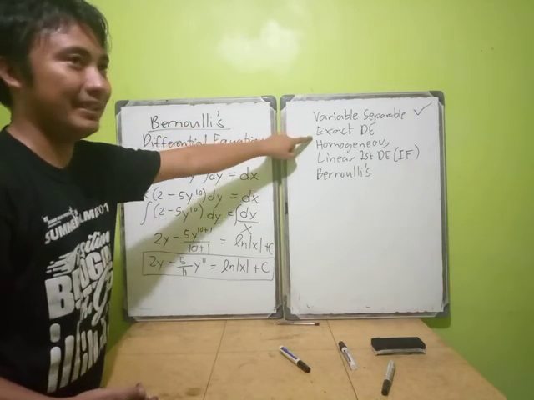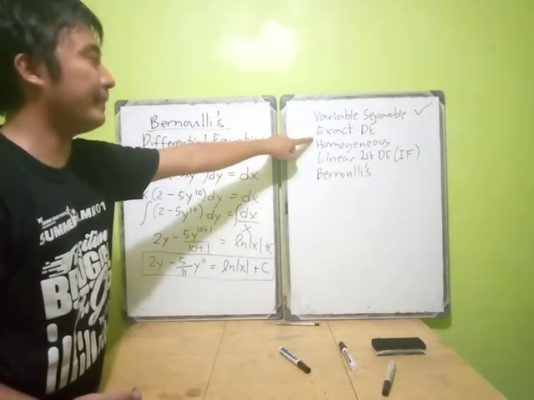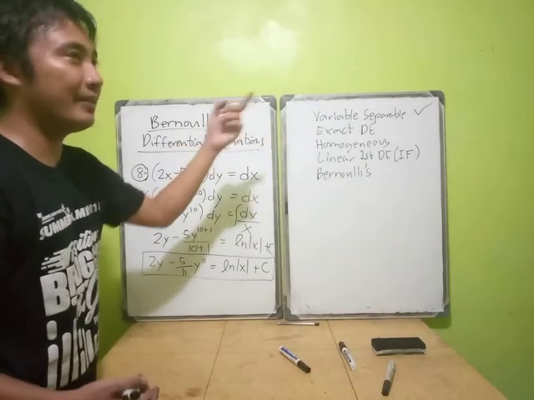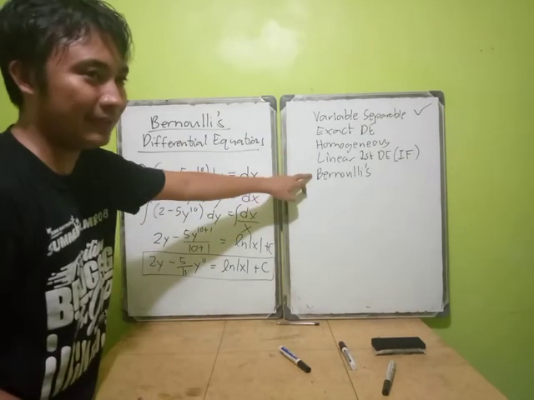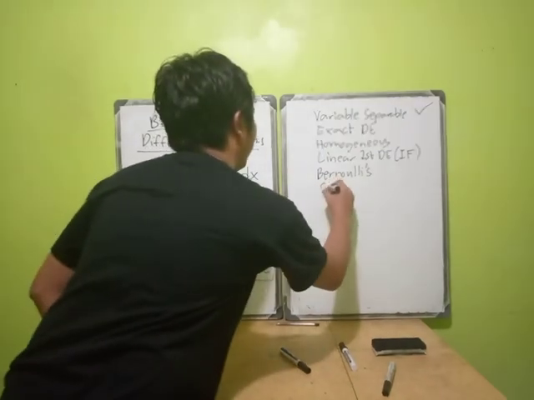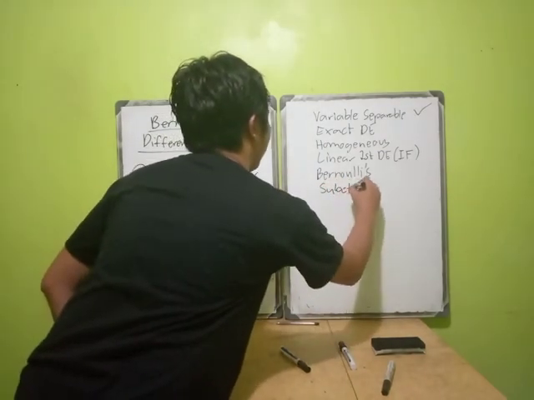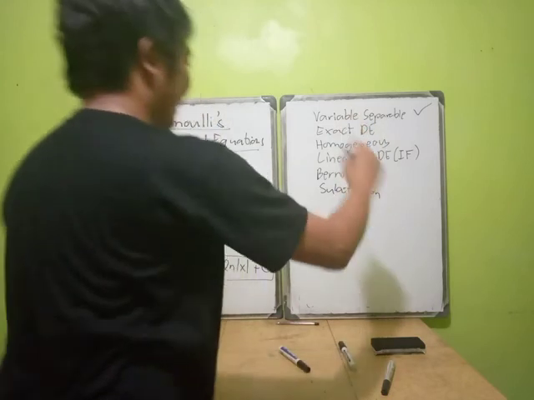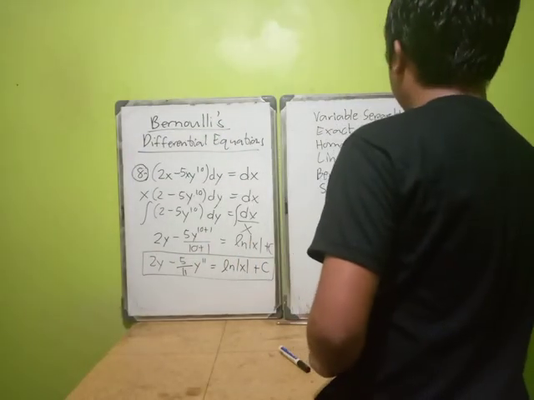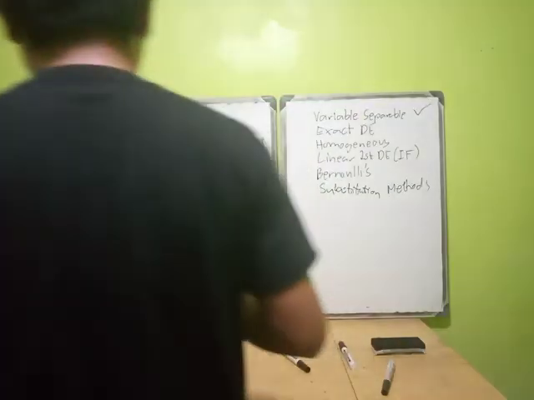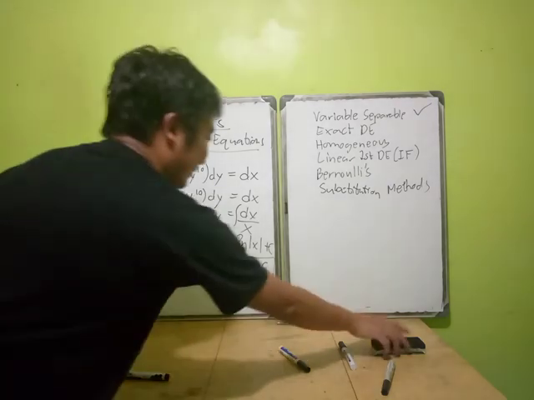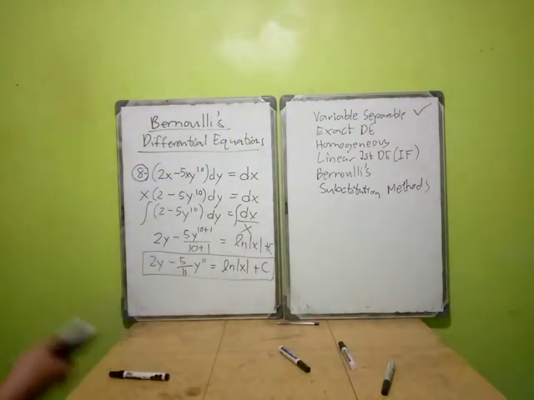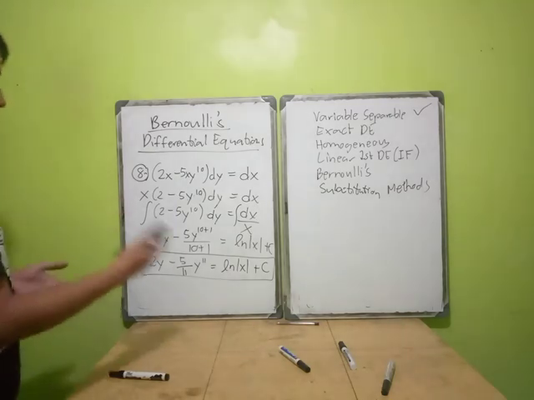If not, test if it is exact. If still not, try if it is homogeneous. If it is not homogeneous, it may be a linear first DE. If still not, Bernoulli's. If still not, we have substitution methods, which is another type of solution we will discuss in the next videos. So, okay, what I discussed in this video is not only Bernoulli's differential equation. So, I hope you learned a lot.